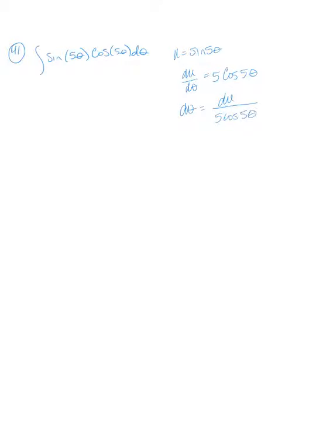So then I go back to my integral and I substitute. Instead of sine 5 theta, I have a u, and then I have cosine 5 theta, and then instead of d theta, I have du over 5 cosine 5 theta. So my cosines cancel. I'm going to pull this 5, which is in the denominator, which makes it a 1/5, out of the integral. And then I'm left with u du.